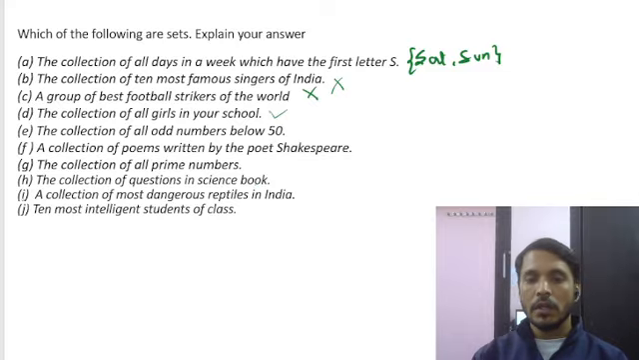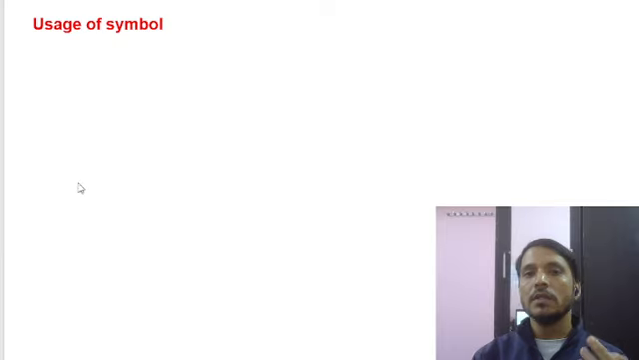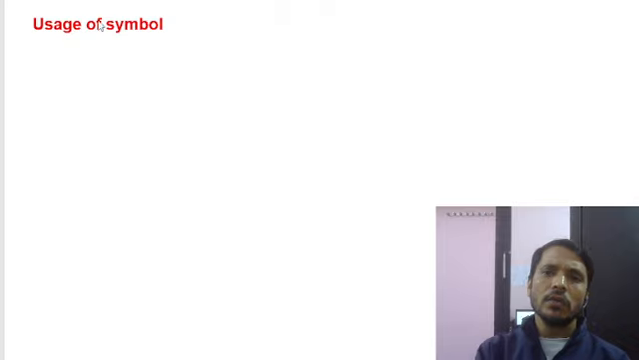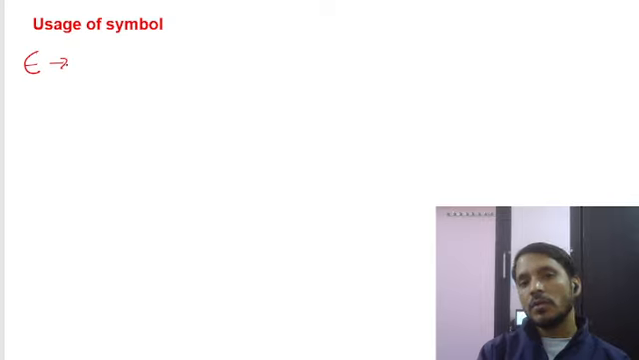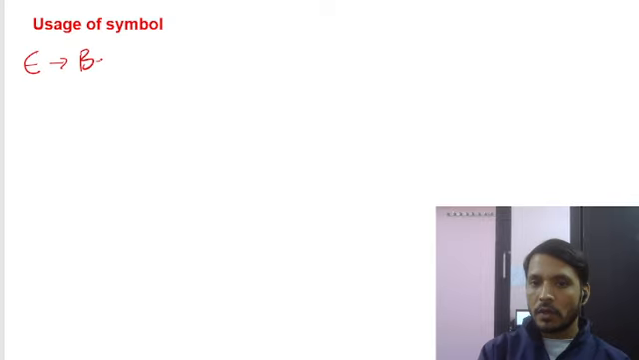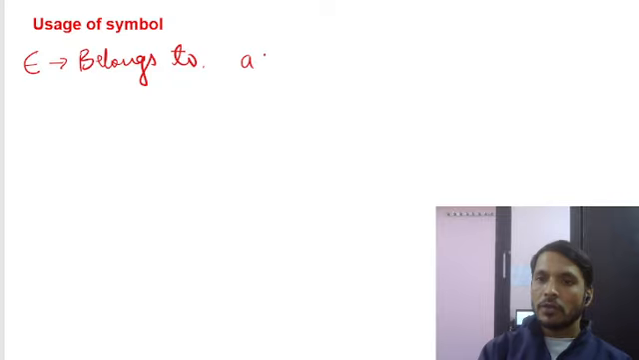Now we will move to the next topic, that is the symbols, or uses of some symbols, in sets. We are using basically two or three symbols. One is the epsilon symbol. When we use the epsilon symbol, it is read as belongs to. When we want to write that something belongs to any set, let us suppose we want to write that this is a vowel or not. So it belongs to vowels, so we can use this symbol.